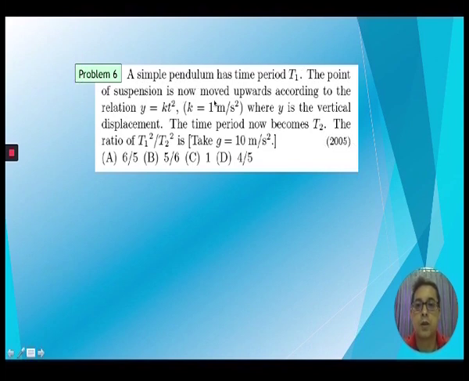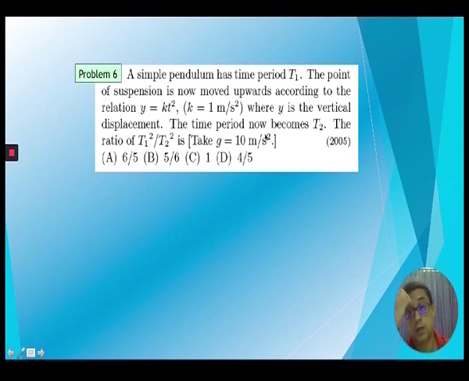Here, what is given? A simple pendulum has a time period T1. The point of suspension is now moved upward according to the relation y equals kt square, where k is equal to 1 meter per second square. Here y is the vertical displacement. The time period now becomes T2. The ratio of T1 square to T2 square is asked. A simple problem, which was asked in 2005. I hope all of you have noted it down.